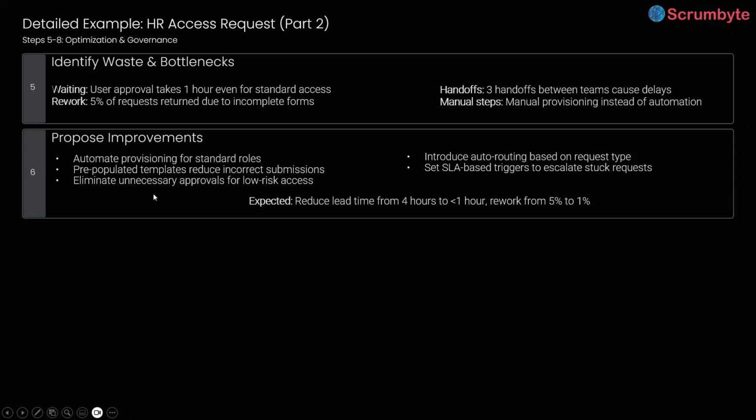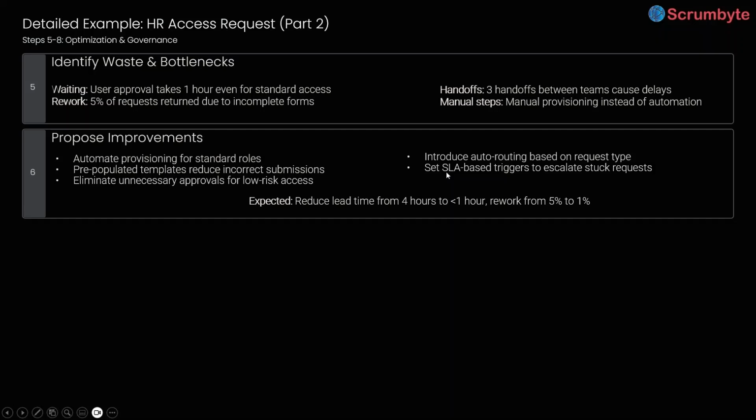Now you can eliminate the unnecessary approvals for low risk access. So you don't need to go through multiple chains of command for saying that, okay, I have to approve, then somebody else and somebody else. You don't need to do that. So introduce auto routing based on request types. Set some SLA based triggers to escalate stuck requests.